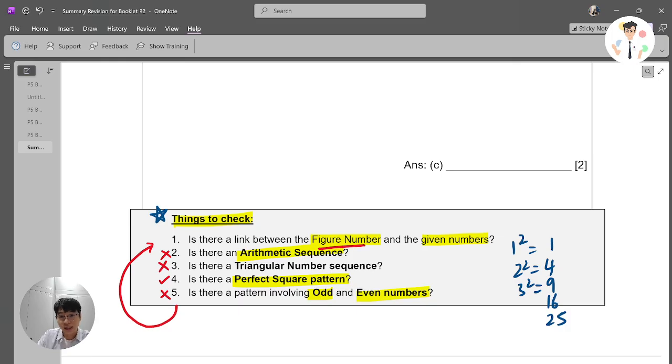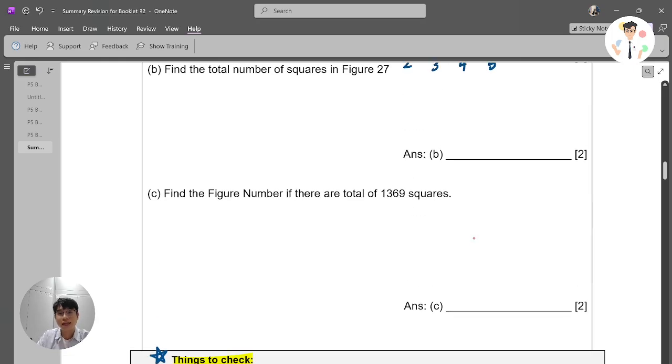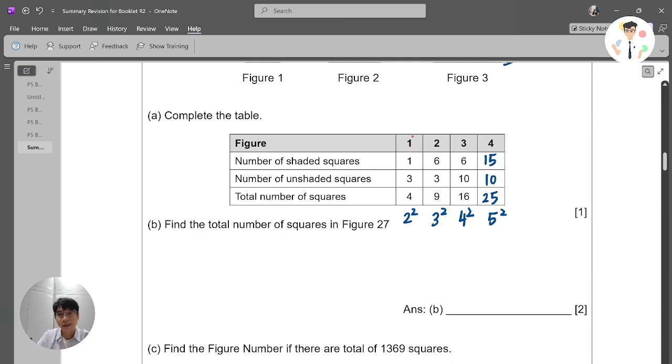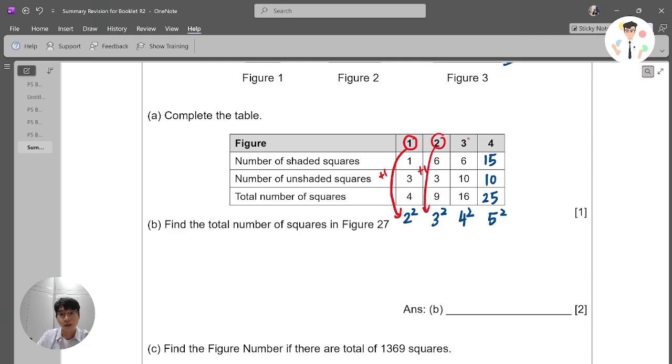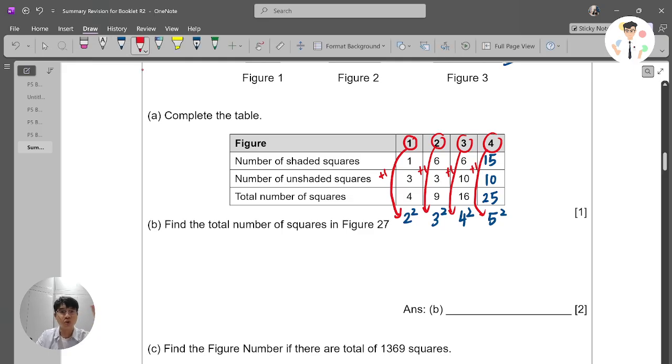Is there a link between figure number and the given number? Now, let's look at this. Is there a link between this 1 and probably this 2? 1, how do you get 2? Plus 1, correct. 2, how do you get 3? Plus 1. 3, how do you get 4? Plus 1. 4, how do you get 5? Plus 1. Now, did you notice the pattern? That is what we should recognize.